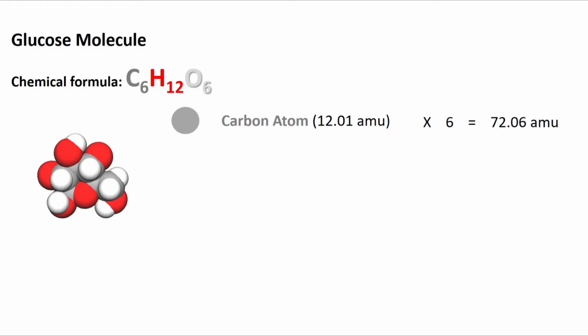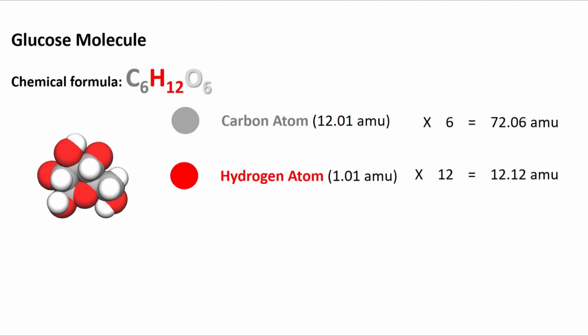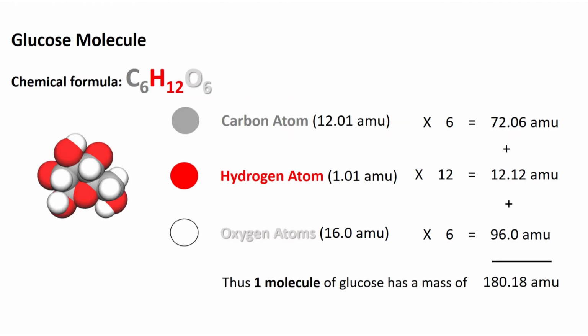We've got 6 carbon atoms, each having an atomic mass of 12.01. So 6 times 12.01 gives us 72.06 atomic mass units. We have 12 hydrogen atoms, each having an atomic mass of 1.01. So 12 times 1.01 gives us 12.12 atomic mass units. Here we have 6 oxygen atoms, each having an atomic mass of 16 atomic mass units. So 6 times 16 is 96 atomic mass units. Finally, we add all these up and sum the masses to give the formula mass of one molecule of glucose, which is 180.18 atomic mass units.